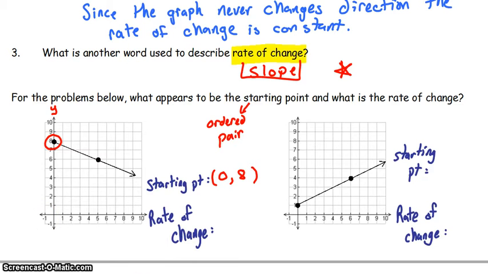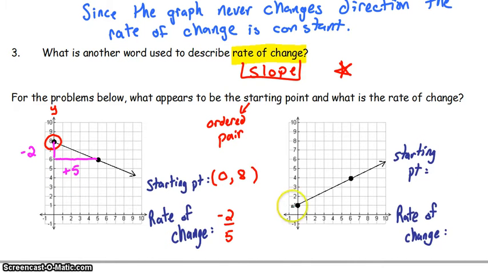Your rate of change you can find on your graph by going from the point on the left to the point on the right. Always check your rise before you check your run. If you start here, you have to go down 2, which is a -2, to the right 1, 2, 3, 4, 5, which is a +5, giving you a rate of change of -2/5. Rise is -2, run is +5.